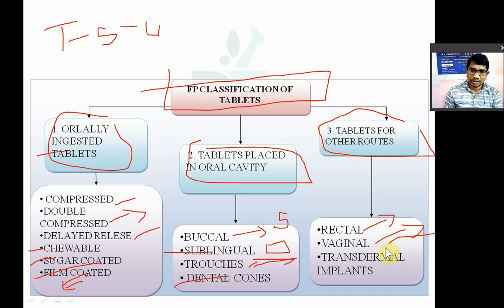Transdermal tablet, you have to make a small operation. You have to make an incision on the skin, and below that you have to place this transdermal tablet. Okay. Implants, same thing. Implants release the drug for a longer period of time, say for example for a few weeks to a few months. That's why transdermal implant. So these are the different types of tablet. We'll see them one by one.